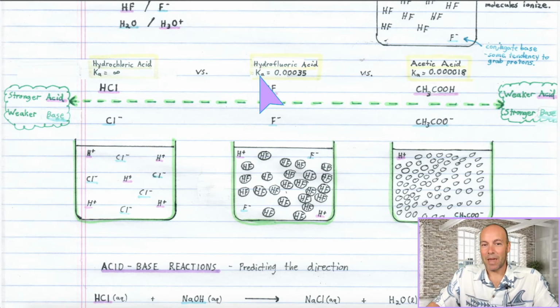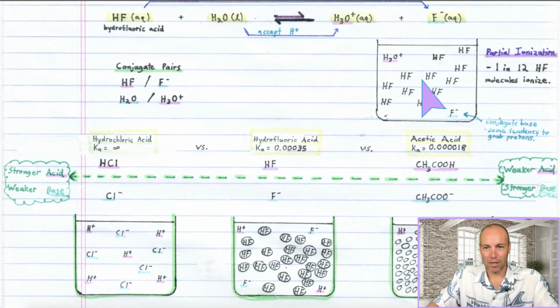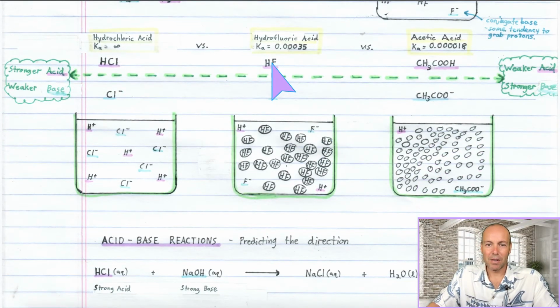Now, HF, hydrofluoric acid, is a weak acid, and we just took a look at this one. It's a weak acid, and about 1 out of every 12 molecules ionizes. So you'll have a few protons in solution and a few fluorides, but most of the HF is in the form of undissociated molecules. So we say that the F minus kind of has a tendency to grab onto protons again. Okay, so the conjugate base this time is kind of basic.